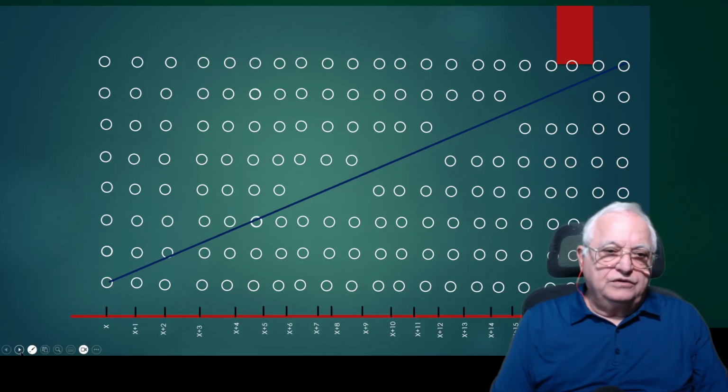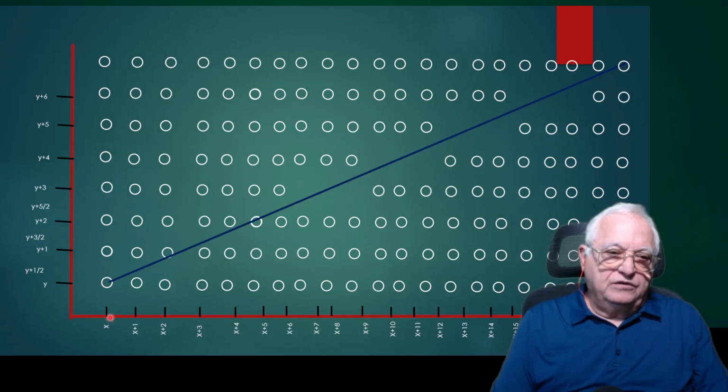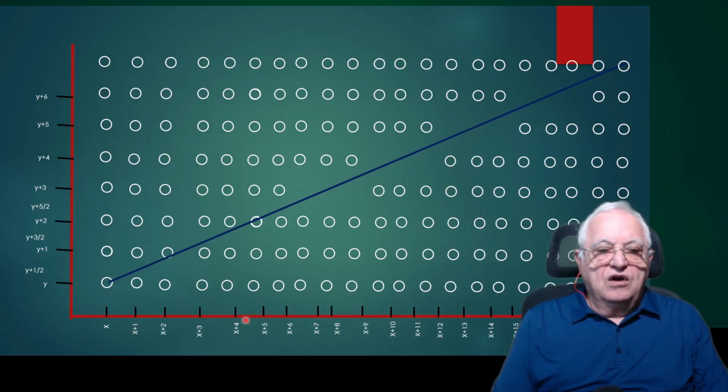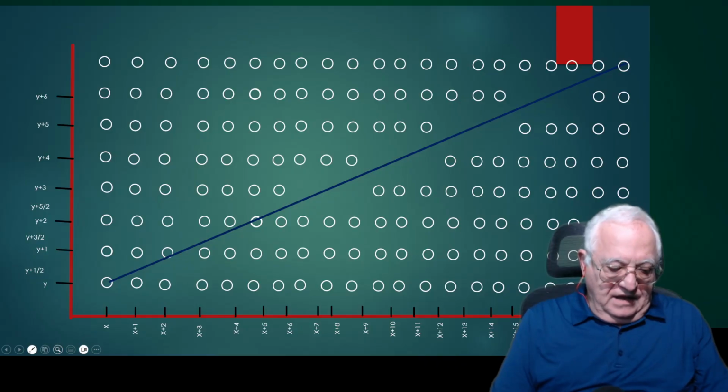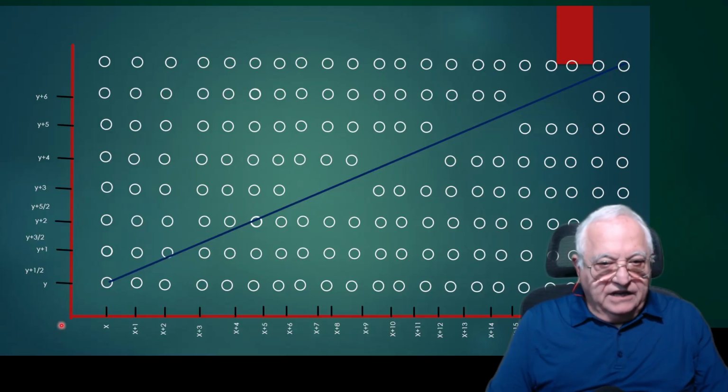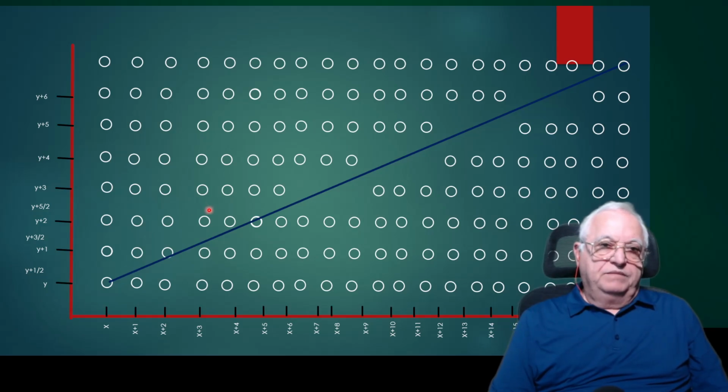So what I'm going to do is set up X and Y coordinates. For example, this first pixel is going to be at X comma Y. This one is going to be at X plus 1 comma Y, and so forth and so on. So now I can identify any of these pixels.